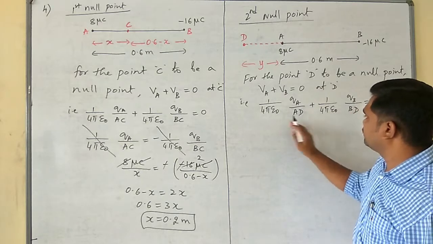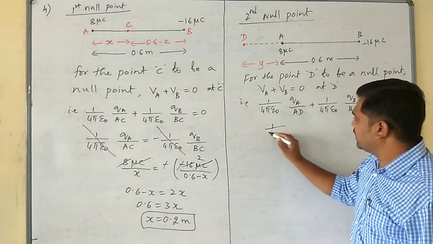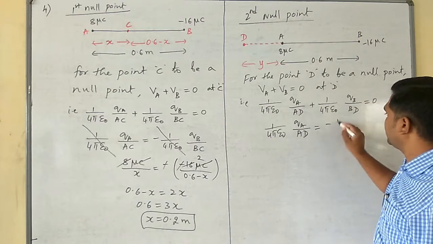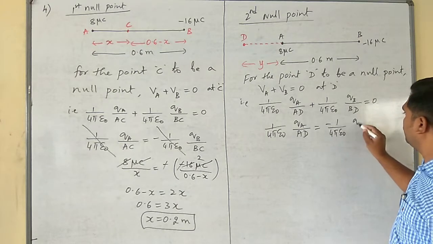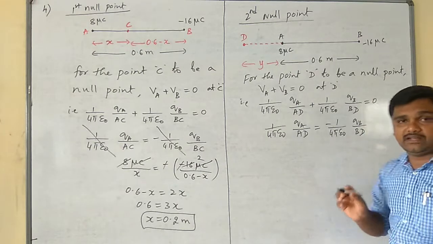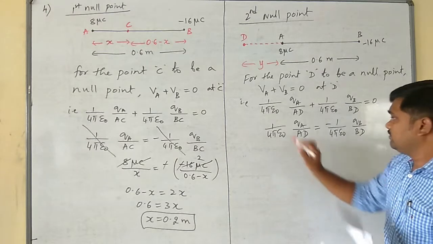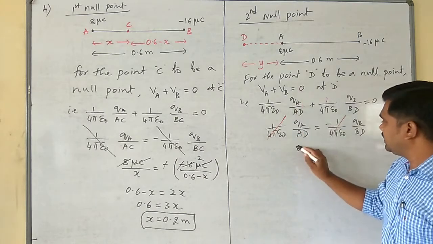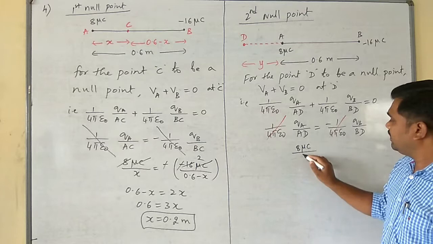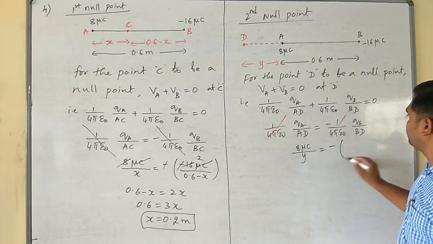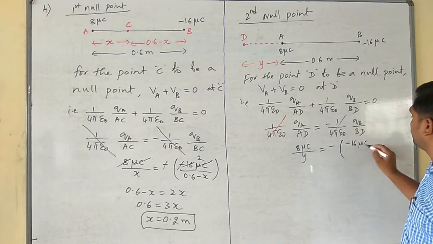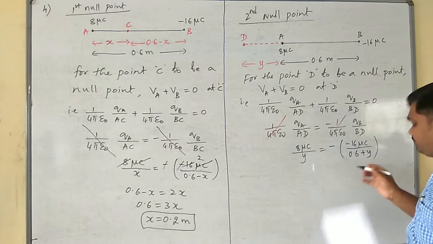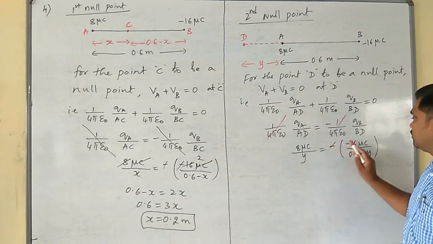Next, we can transfer this to the RHS side. It becomes 1 by 4 pi epsilon naught QA by AD is equal to minus 1 by 4 pi epsilon naught QB divided by BD. Here we can cancel 1 by 4 pi epsilon naught on both sides. QA is 8 microcoulomb divided by AD, that is Y. Here minus of QB, minus 16 microcoulomb, divided by BD, which from here to here is 0.6 plus Y. Next, minus into minus will be plus.